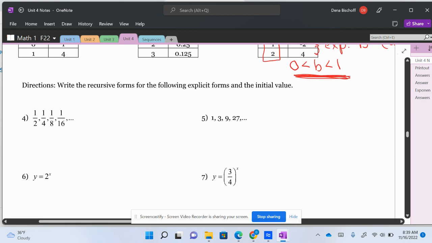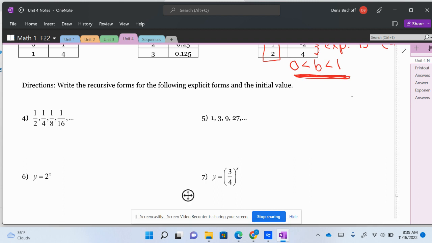I want you to do number 5 and number 7. So I'm going to do number 4 and number 6. So we're going to write the recursive forms for each one of these.